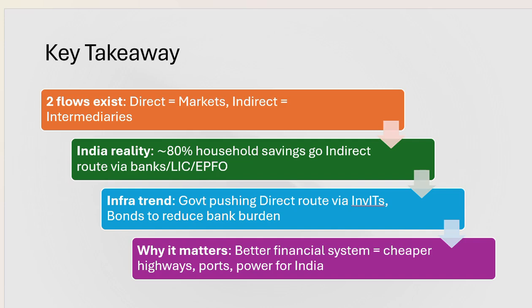In the infra trade, the government is pushing the direct route via InvITs and bonds to reduce the bank burden. So the government is pushing investment from the indirect way to the direct way, where direct investors can invest in InvIT products, or the stocks, or the bonds of that government body. Why does it matter? Better financial system and cheaper highways. It improves the financial system, and the cost of creating highways is cheaper, and power for ports, and power for India. So that's the key takeaway from this video.